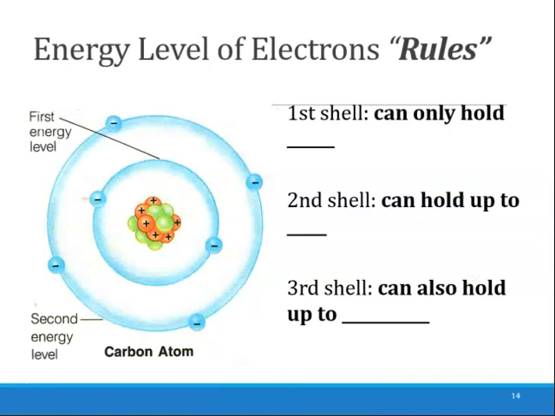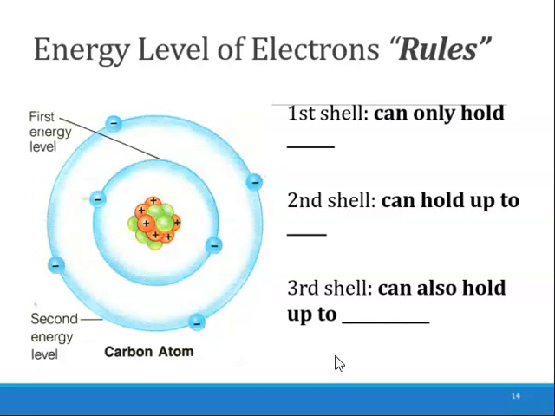Other rules. So there are energy levels of electron rules. So again, the first energy level, or the first orbit, can only hold 2. The second shell can only hold, like the octet rule says, 8. And the third shell can also hold up to 8. So again, this is only for the first few elements of the periodic table, and this goes up to calcium, which has an atomic number of 20.